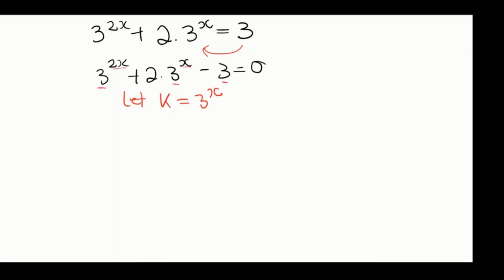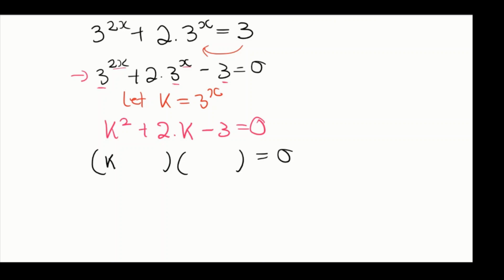So meaning, where there's 3 to the power 2x, we're going to say k squared plus 2 multiplied by k minus 3 equals 0. And then we factorize this problem, which is equal to 0. The factors of k squared is k, and the factors of minus 3 are 3 and 1. Then for the middle term, the bigger number will take the sign of the middle term, so it's positive, so we're going to write positive, and then here we'll write negative.